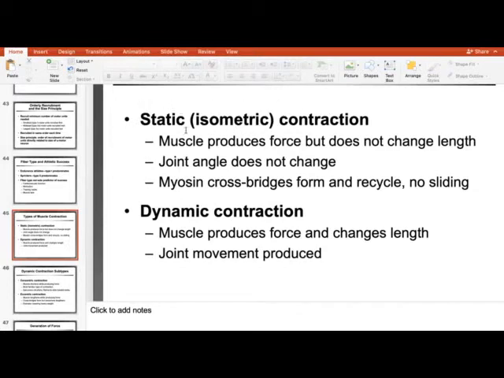So there are static contractions. Static means not moving, not changing. And then there are dynamic contractions. And I think when we're talking about exercise physiology, we're probably going to be considering mostly your dynamic muscle contractions. In the static case, a muscle is producing force, but it's not getting longer or shorter. And in the dynamic case, the muscle is producing force and changes length.